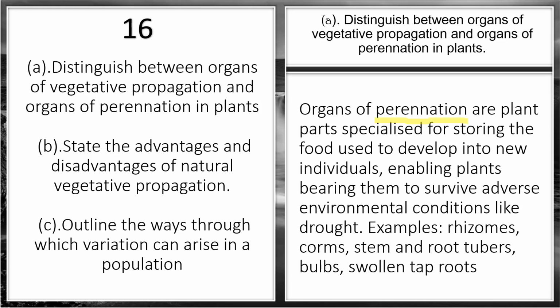Organs of perennation are plant parts which are specialized in storing the food used to develop into new individuals, enabling the plant bearing them to survive adverse environmental conditions like drought. For example, the rhizomes, the corms, the stem and root tubers, bulbs, swollen tap roots.